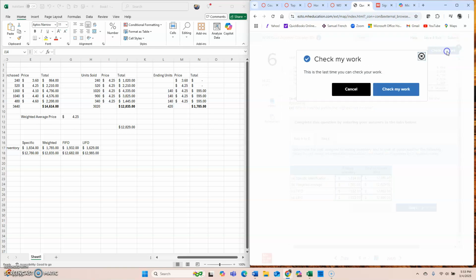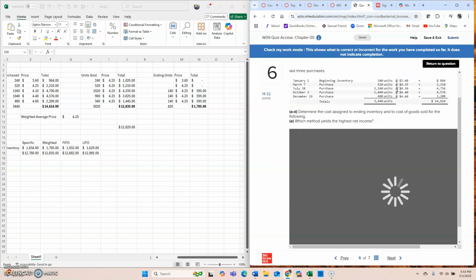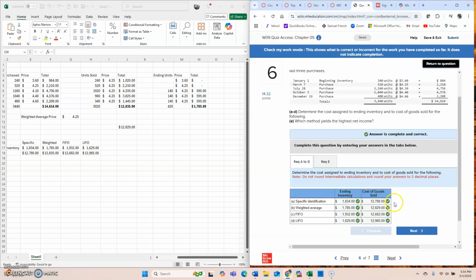So let's just check and see if I'm right. Oh, it likes that better. So probably maybe it's on the weighted average. You need to make sure that you use that cost of goods available and you minus your ending inventory amount. Okay, thank you.